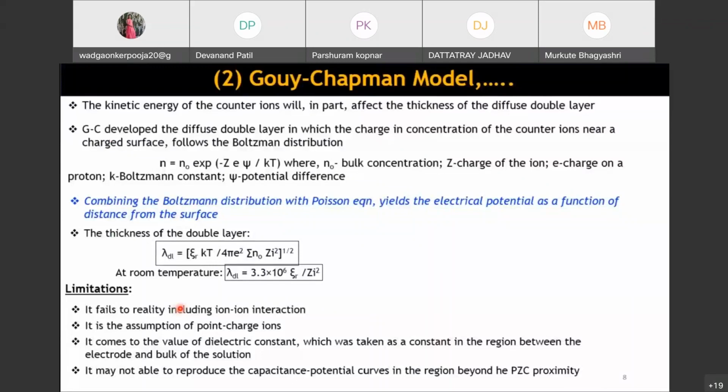So now, whatever this Gouy-Chapman model is there, this Gouy-Chapman model has its counter ions. If you're clear, then that's very good. Now this Gouy-Chapman model has simply the kinetic energy of your counter ions, you can check it out. But what is this kinetic energy of your counter ion, and what does counter ion mean?